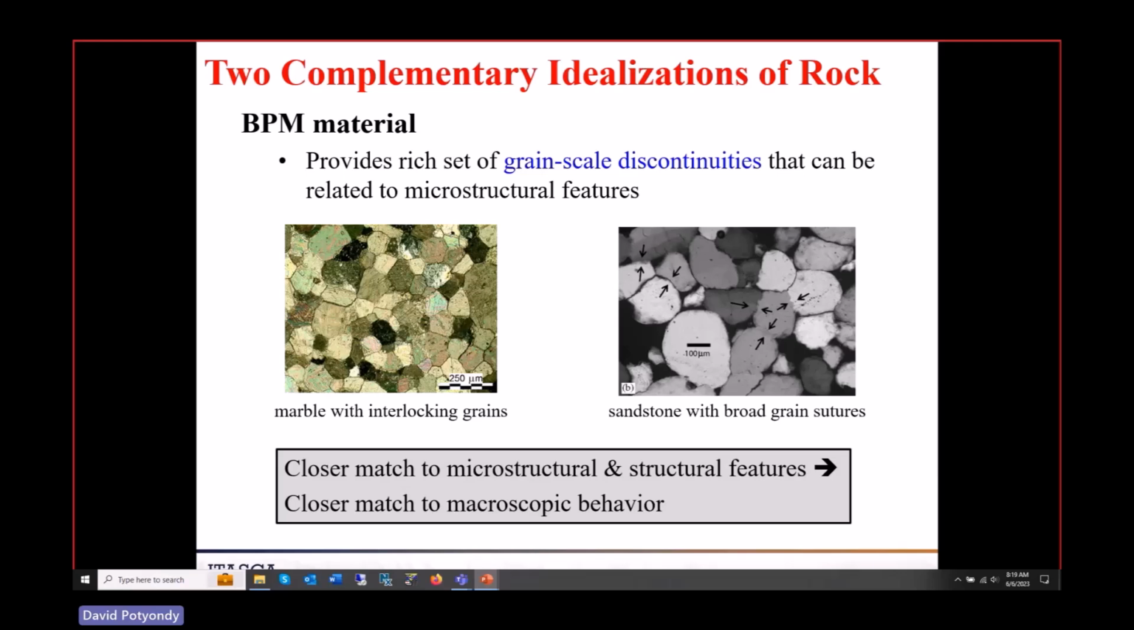Okay, so I'm trying to argue here, this is a different way of thinking about this, right? This is a very powerful model of rock because you have this clear connection between the microstructure because you're mimicking aspects of the microstructure.